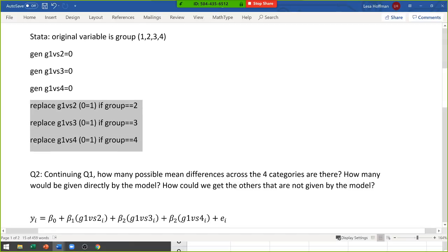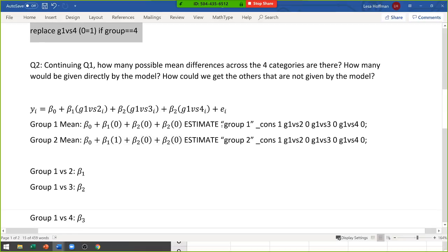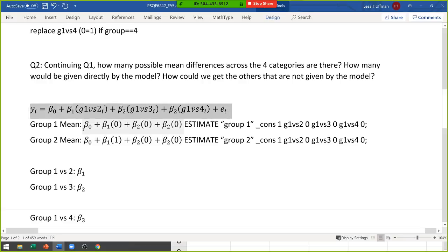Any questions on just that much before I go on? No? Okay. Then this is what I started typing here today: how do we get the means for each group, and then how do we get the mean differences out of the model? So again, here's the model. I just pasted it down here.